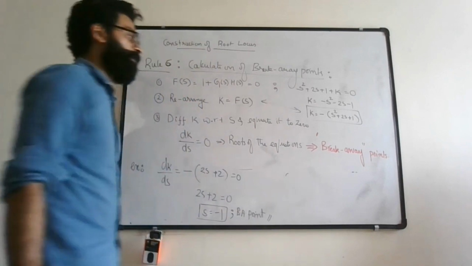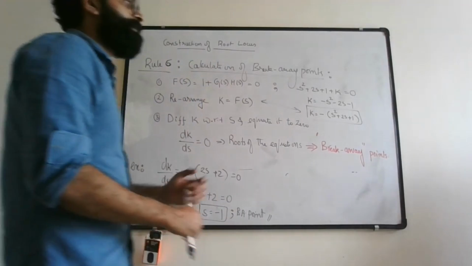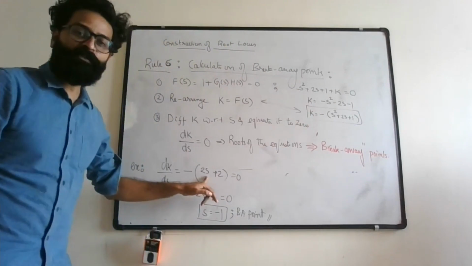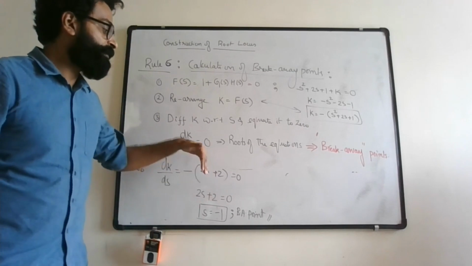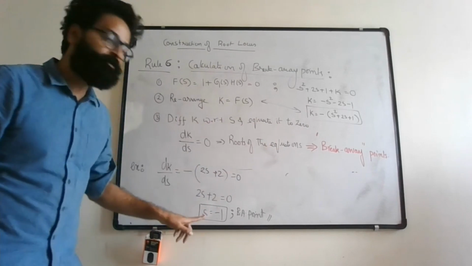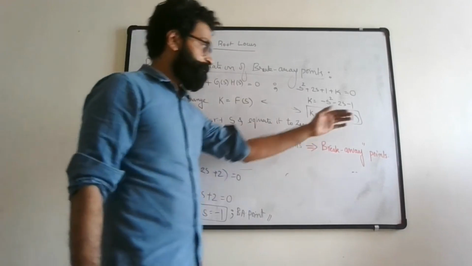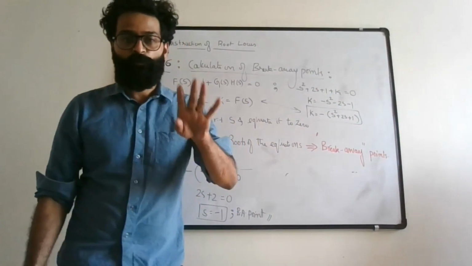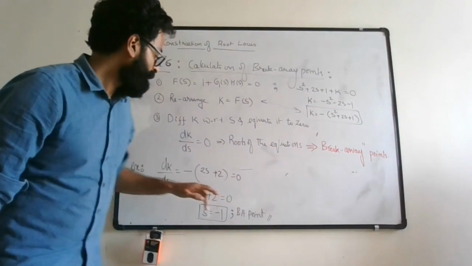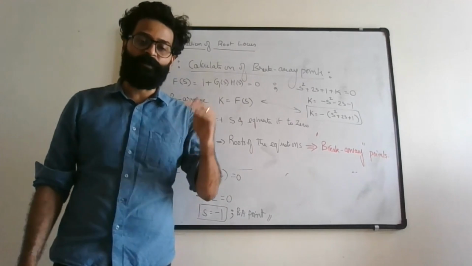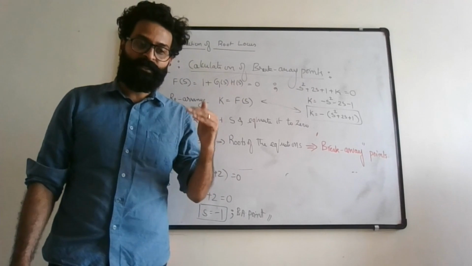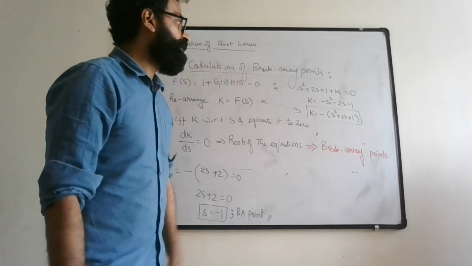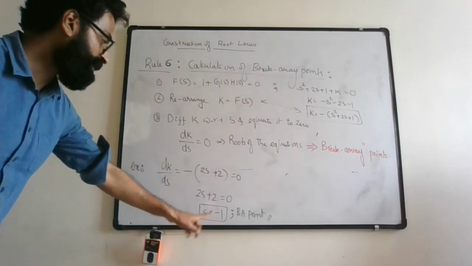If you have a second order equation, when you differentiate, you get a first order equation. When you equate that first order equation to 0, you get one single root. So basically, if your characteristic equation has 4 roots, the breakaway equation will have 3 roots, because when you differentiate, the order of the equation gets reduced by 1. So against 4 roots, you will have 3 roots. In our example, we have taken a second order system, due to which you are getting only one single root.